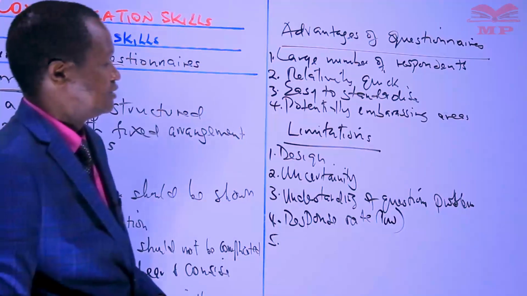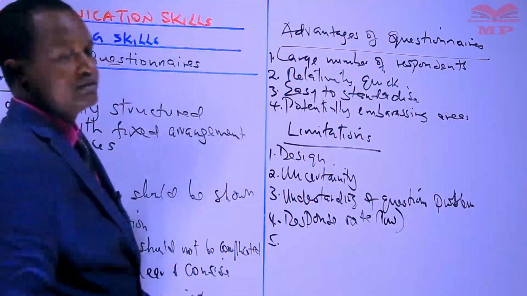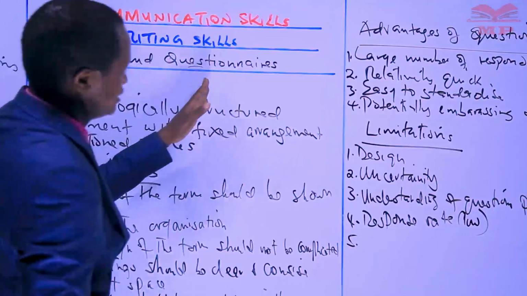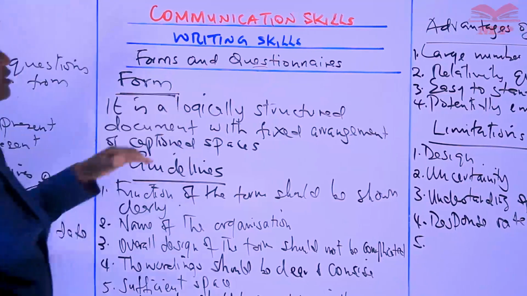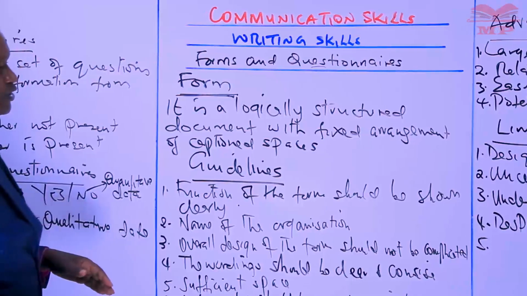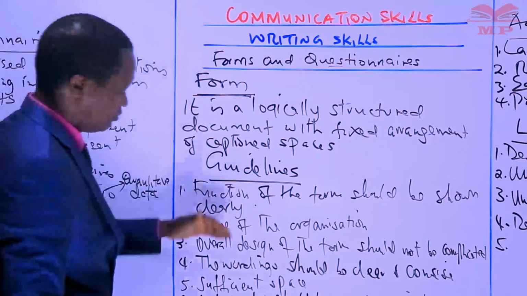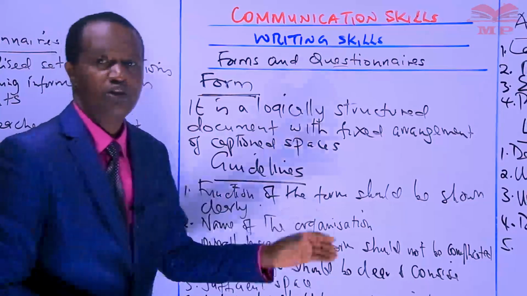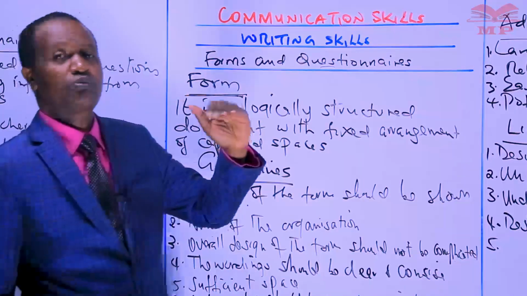So these are the limitations of using questionnaires. And that will mark the end of our today's lesson, candidates. We've learned about forms and questionnaires. We've defined a form. What is a form? We've defined what is a questionnaire. We've outlined in our today's lesson the guidelines of developing a form. We've said that the function of the form should be shown clearly at the top. If it's an application form, then right at the top, application form.